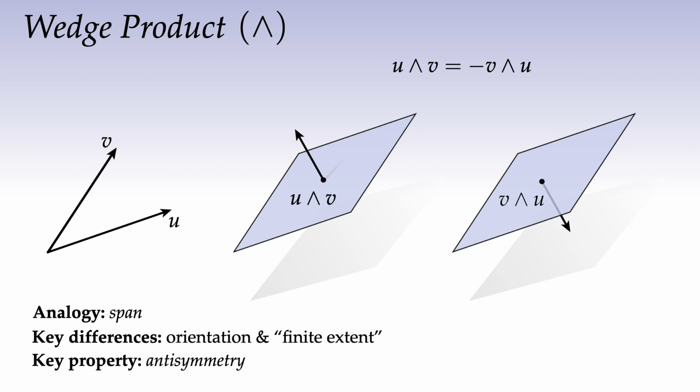The other important difference is, what is the object coming out of this operation? When we took a span of vectors, we got a linear subspace. We got another vector space sitting inside our original vector space. What we get with the wedge product is not a linear subspace, but rather something called a k-vector. In this case, we wedged together two vectors, so we get a 2-vector. We'll be a bit more precise about k-vectors in a little while, but at least now we have a name to work with.